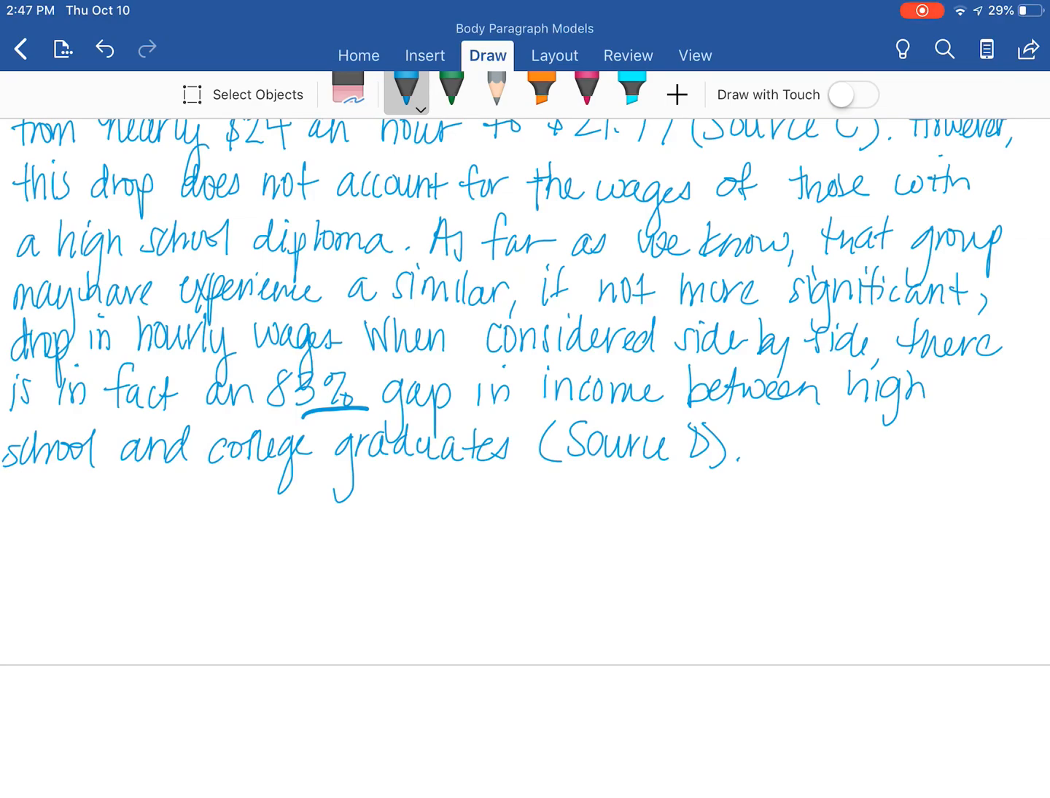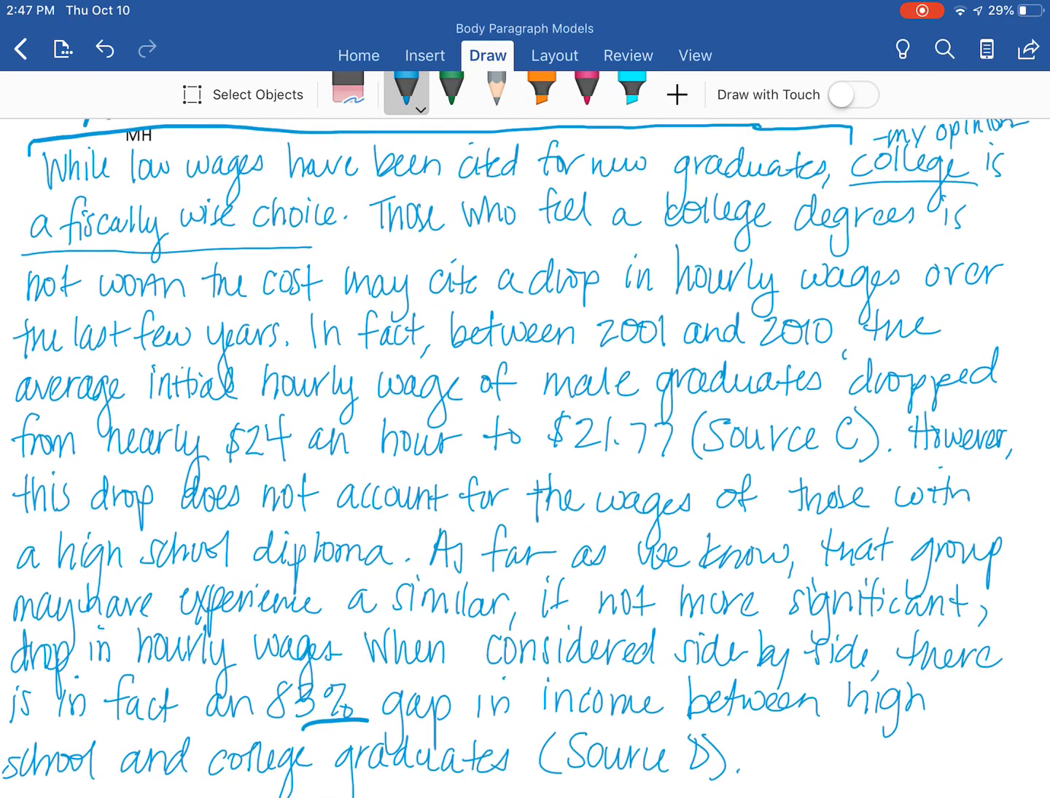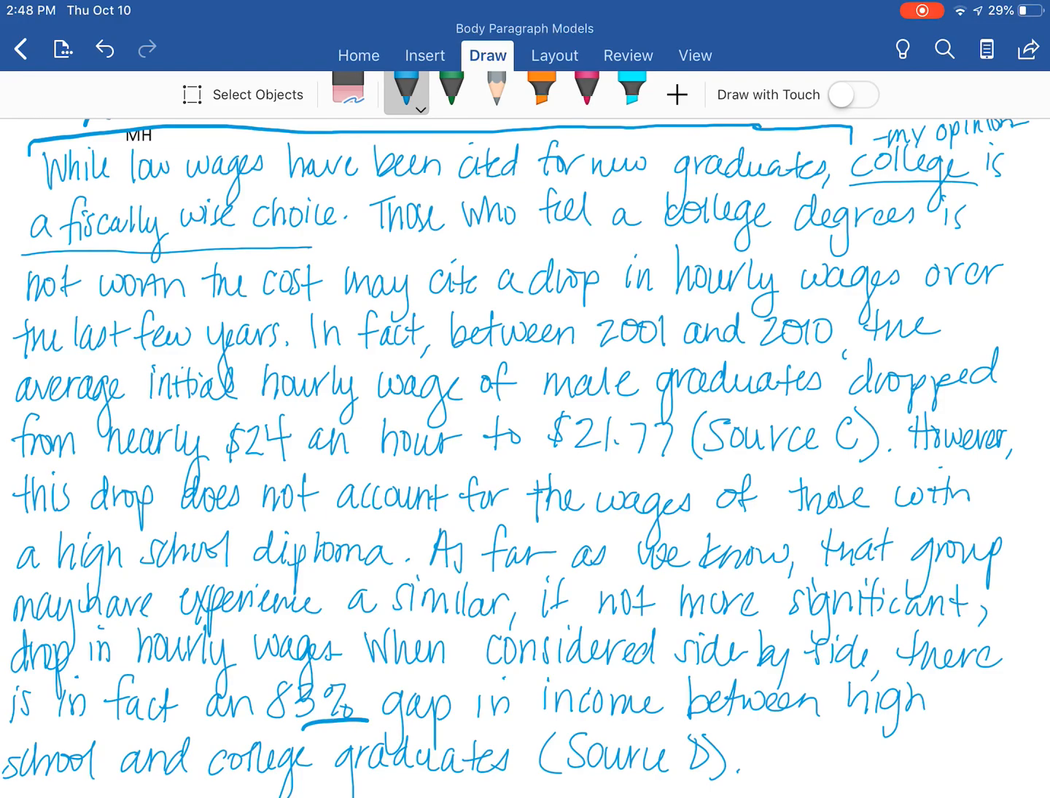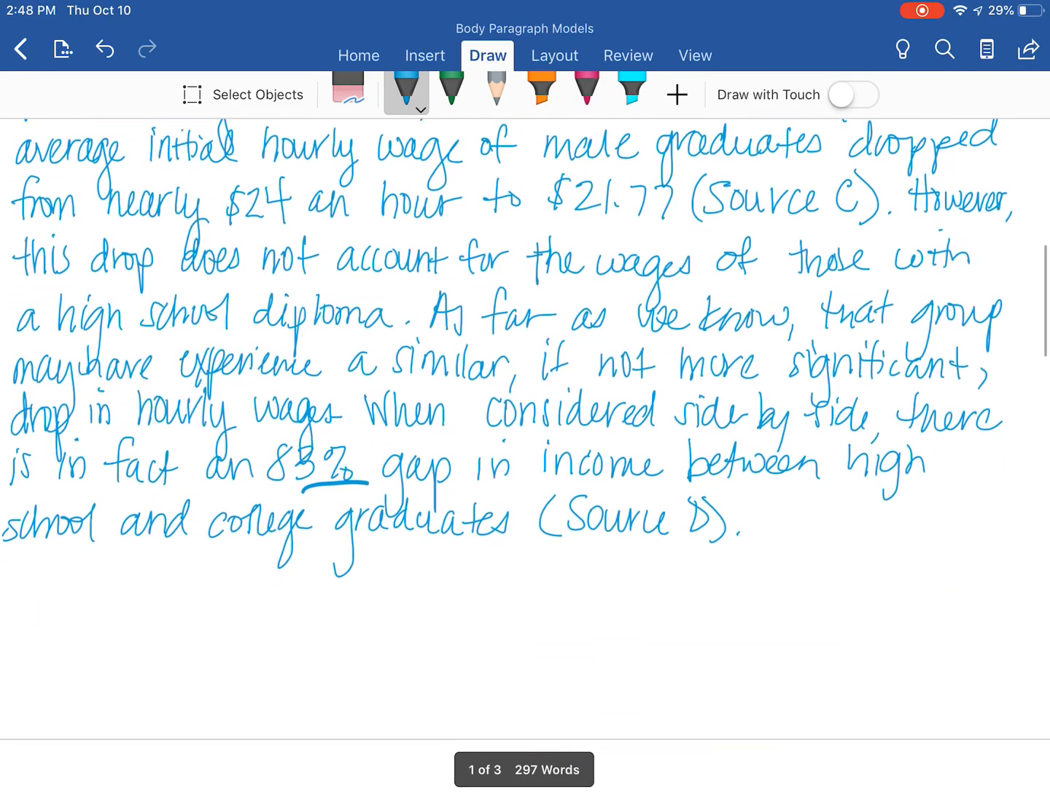All right, so now before I kind of finish up my commentary, I'm going to read what I have so far. So I started with my counterclaim. While low wages have been cited for new graduates, college is a fiscally wise choice. Those who feel a college degree is not worth the cost may cite a drop in hourly wages over the last few years. In fact, between 2001 and 2010, the average initial hourly wage of male graduates dropped from nearly $24 an hour to $21.77. However, this drop does not account for the wages of those with a high school diploma. As far as we know, that group may have experienced a similar, if not more significant drop in hourly wages. When considered side by side, there is in fact an 83% gap in income between high school and college graduates.